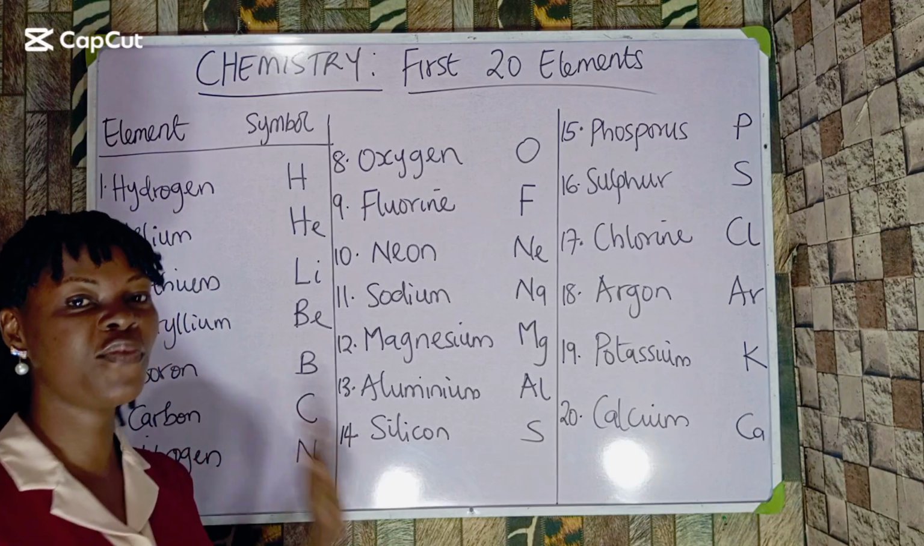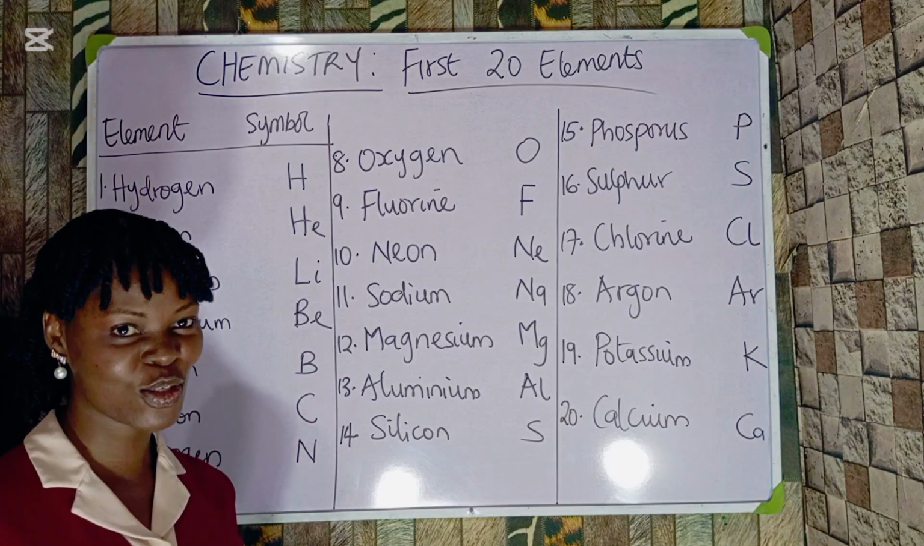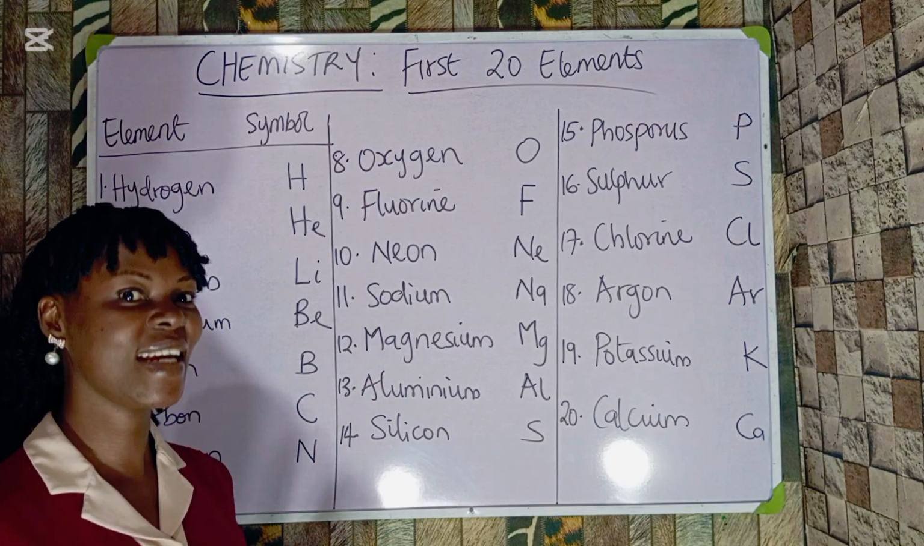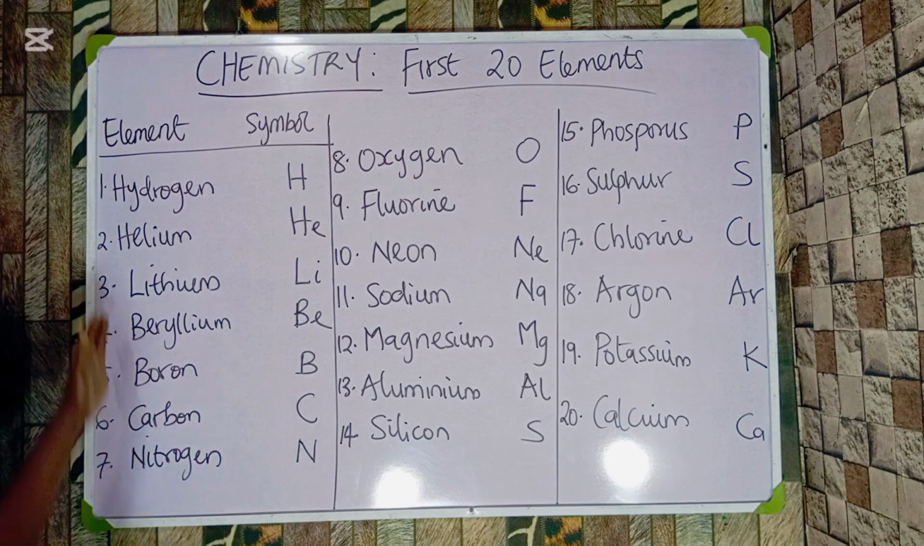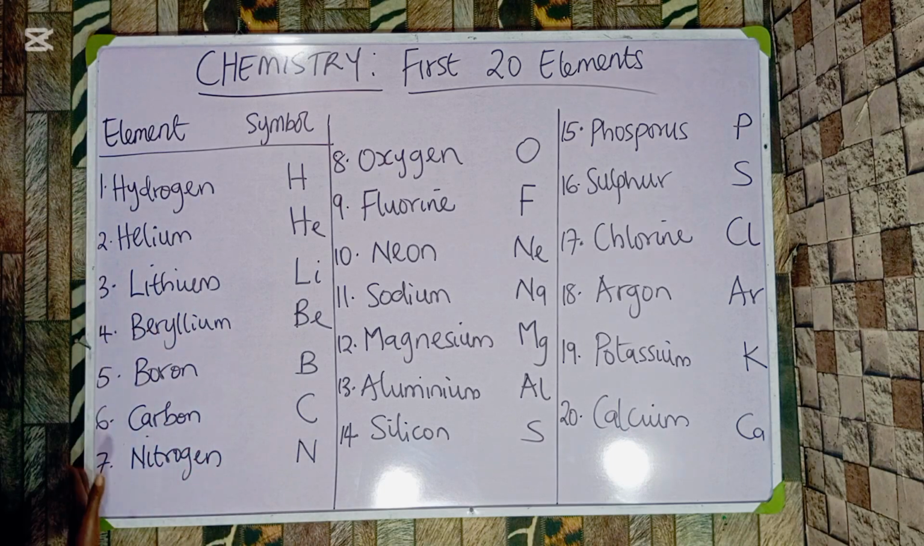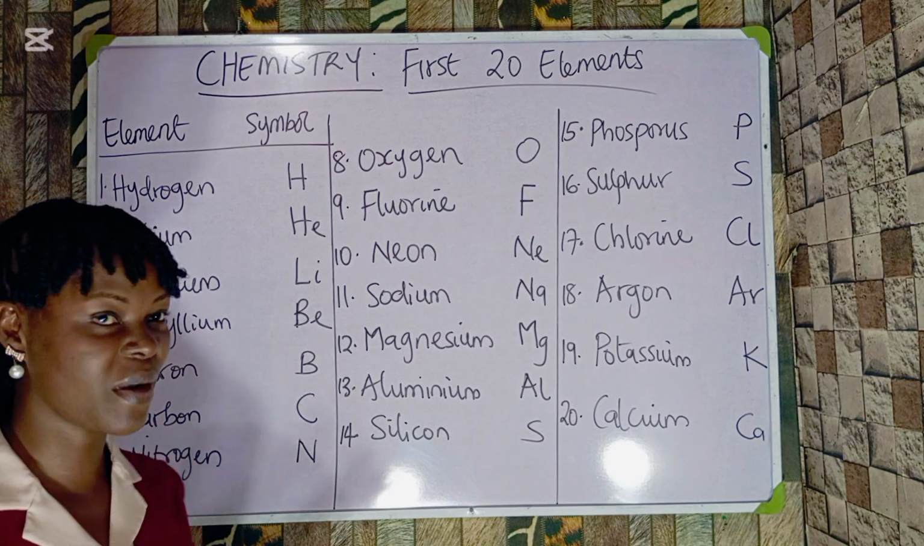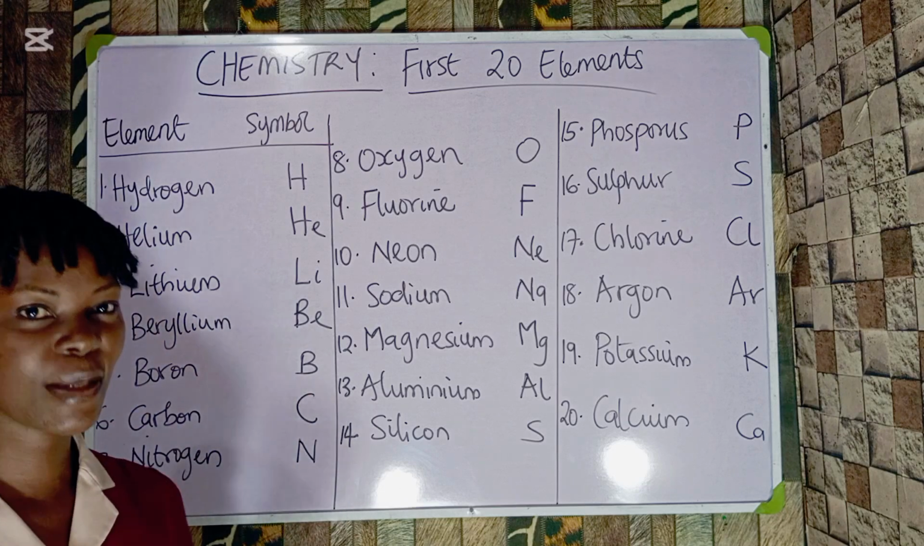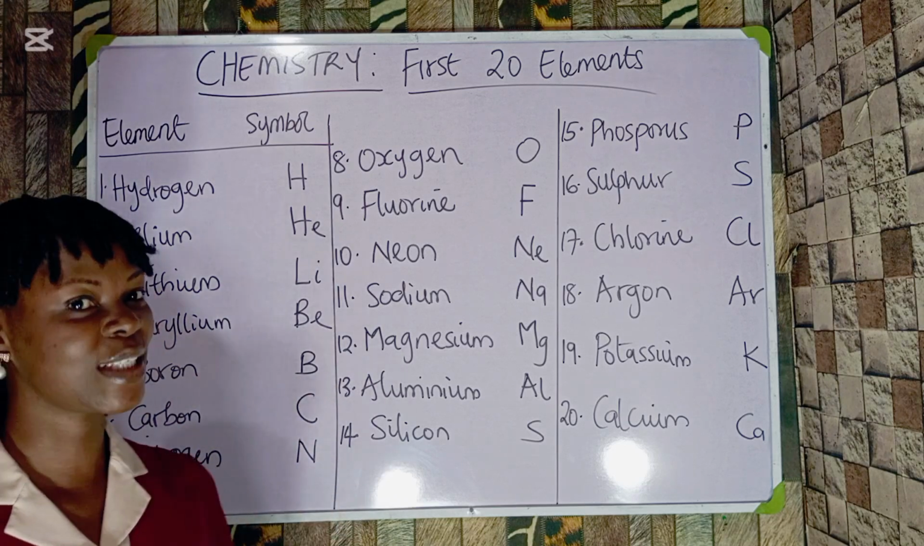Viewers, let's look at the first 20 elements in chemistry for the returned students. So we have the elements. The numbers here are the same as the atomic numbers, and these are their symbols. So I'm going to list it out for you.